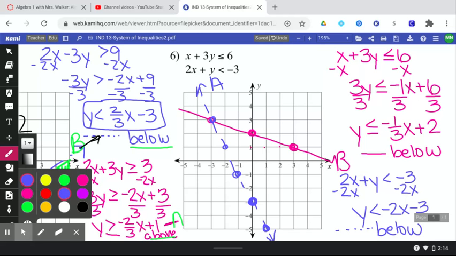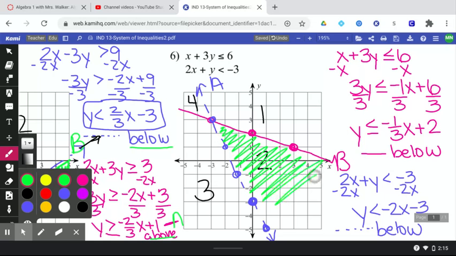So we want to be above the blue and below the pink. And we have 1, 2, 3, 4 sections to pick from. And the section that is below the pink but above the blue would be section 2. So we're staying above the blue, below the pink.